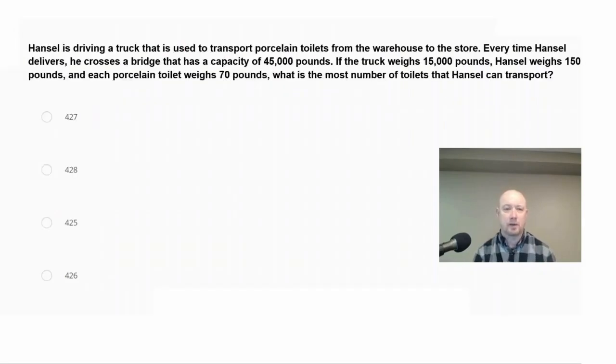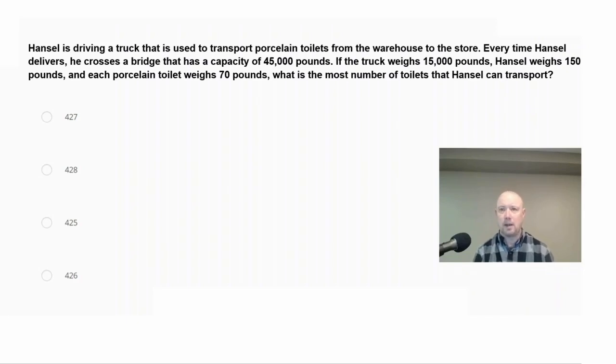Hansel is driving a truck that is used to transport porcelain toilets from the warehouse to the store. Every time Hansel delivers, he crosses a bridge that has a capacity of 45,000 pounds. If the truck weighs 15,000 pounds, Hansel weighs 150 pounds, and each porcelain toilet weighs 70 pounds, what is the most number of toilets that Hansel can transport?